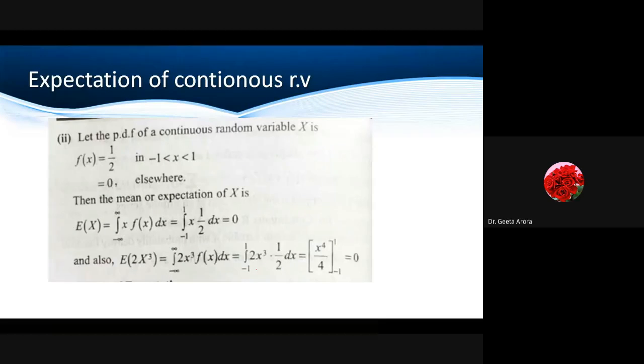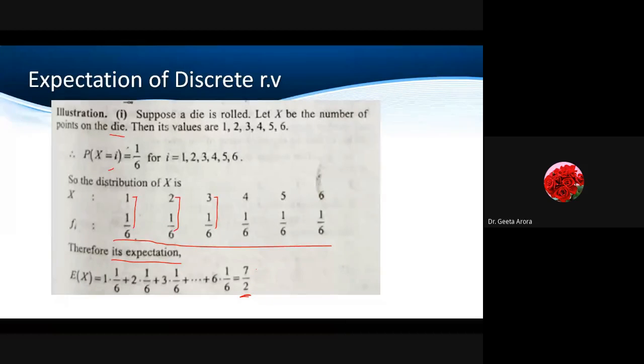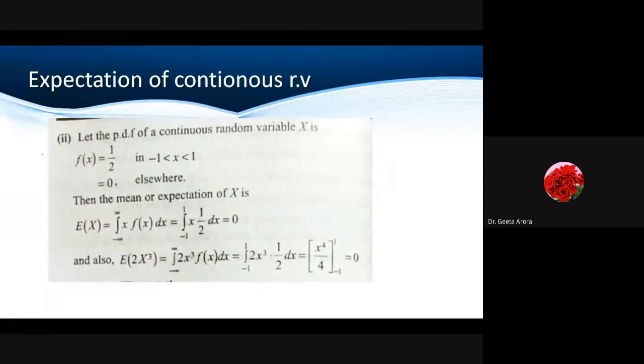Yes, ma'am. Here we have taken an example of the continuous random variable. Let me write down what we have done. As a formula, for the discrete one, we have used the summation of xi into f(xi). If we talk about the continuous one, we have the integral from minus infinity to infinity of x into f(x) dx. This is the formula. x denotes the values, and f(x) is the function given to us as a probability density function.